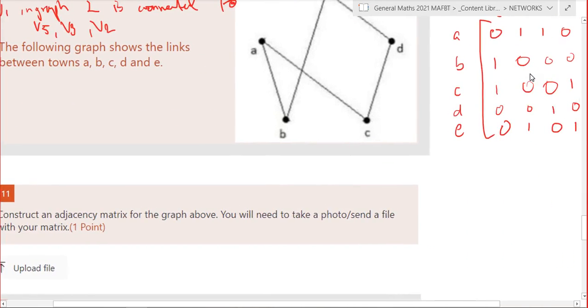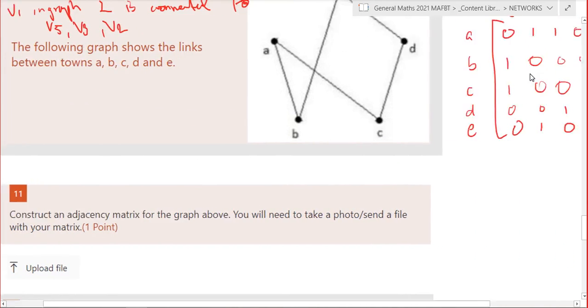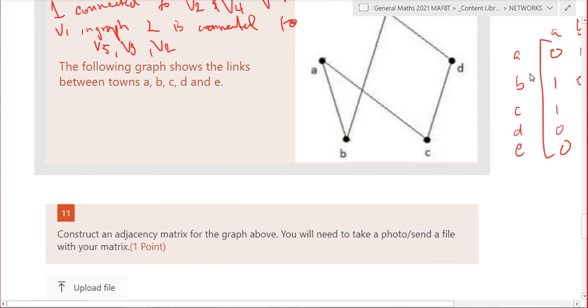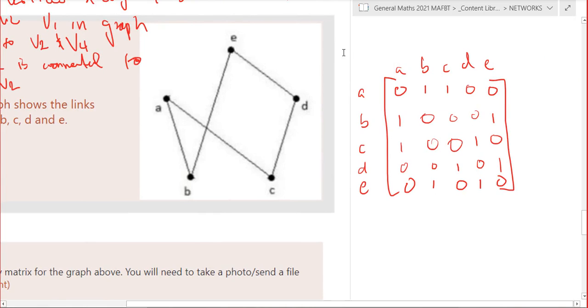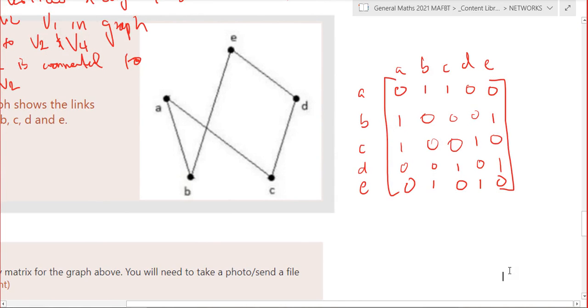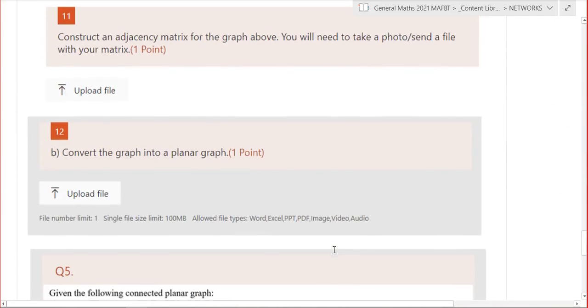Alright, so here the following graph shows the links between A, B, C, D, E. And then here the question is make an adjacency matrix. I've made it here. I think I don't need to go through this question because most of you guys know how to do that one already. Okay, so I'll leave that be. Let's go to the next one.